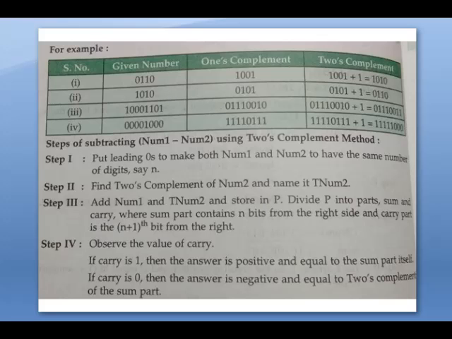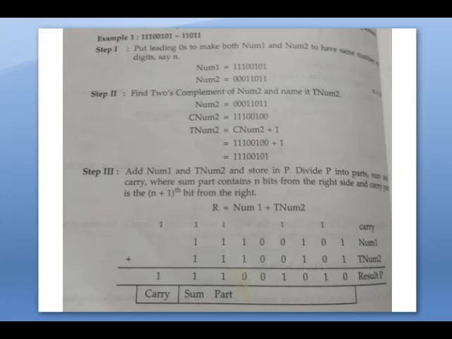Now we are going to see one example of subtraction using the 2's complement method. See, these are the two numbers. The first number consists of how many bits? 1, 2, 3, 4, 5, 6, 7, 8. The second one has 5. So you have to equalize it by putting zeros in the leading place.